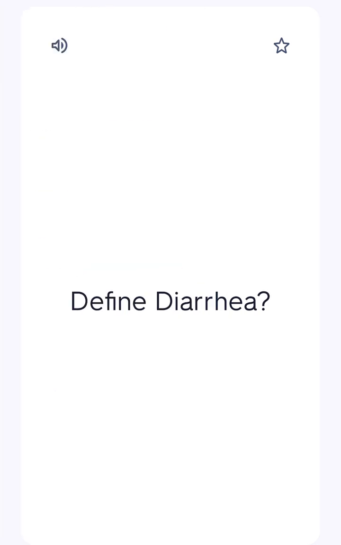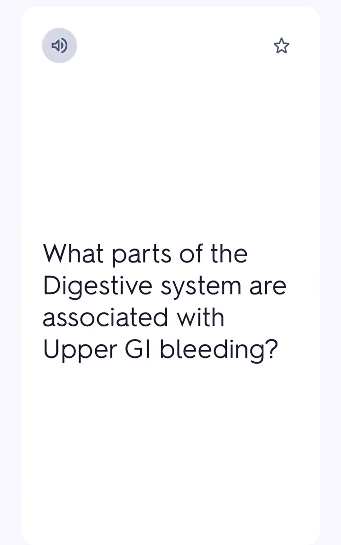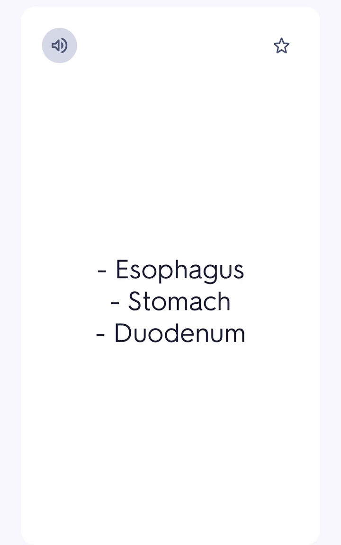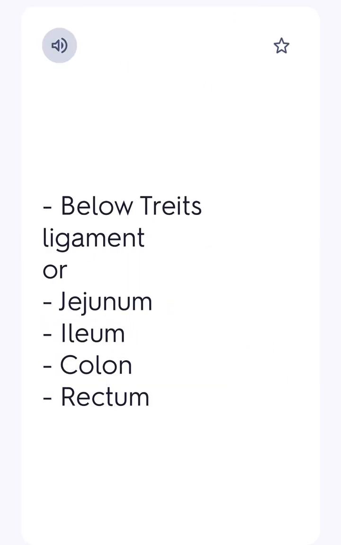Define diarrhea. Increased frequency of bowel movements, increased volume, fluidity, weight of feces. What parts of the digestive system are associated with upper GI bleeding? Esophagus, stomach, duodenum. What parts of the digestive system are associated with lower GI bleeding? Ligament of Treitz or jejunum, ileum, colon. Rectum.